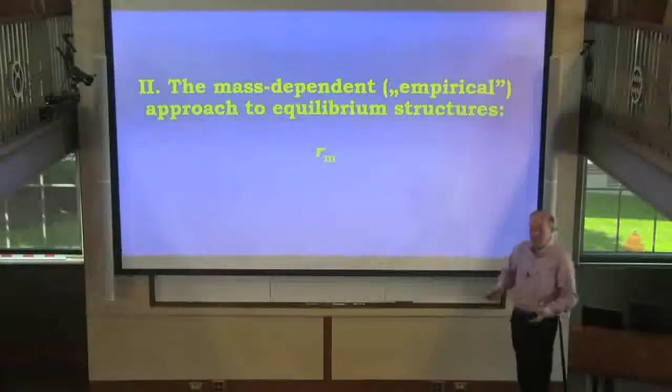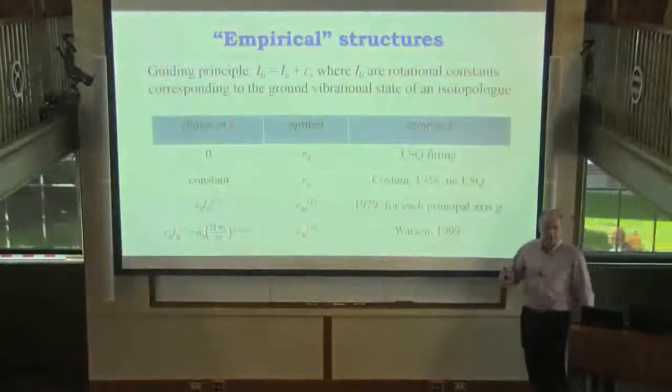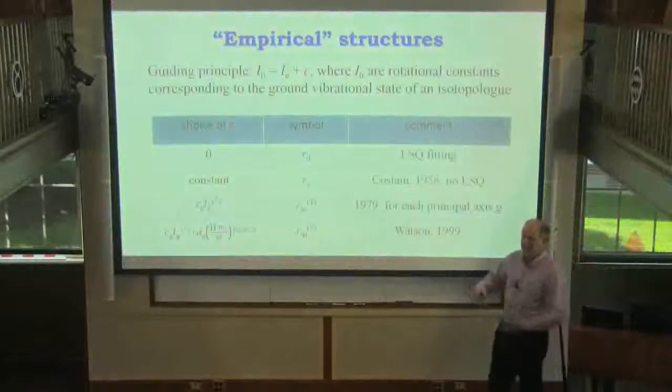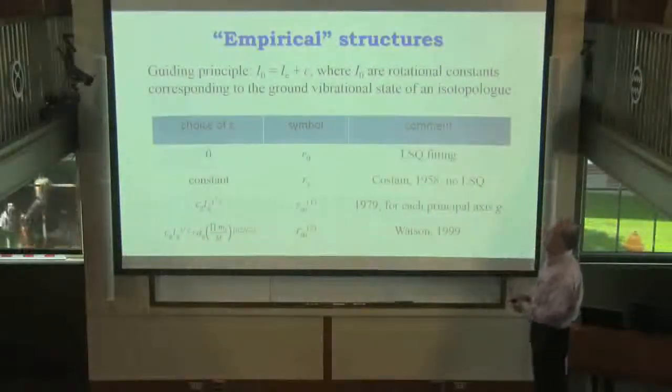So what can you get experimentally? For example, you can get r_m, mass-dependent structures. Since this is the worst possible approach in my eyes to add highly accurate structural parameters, I only have one slide.